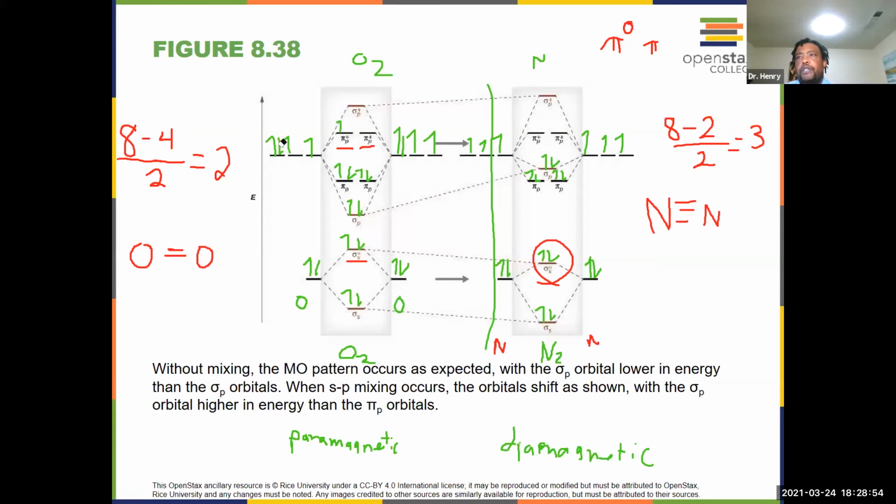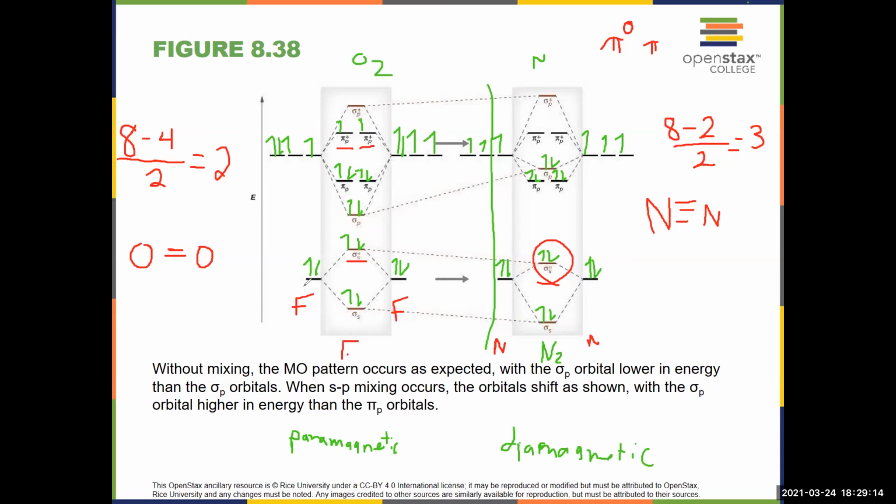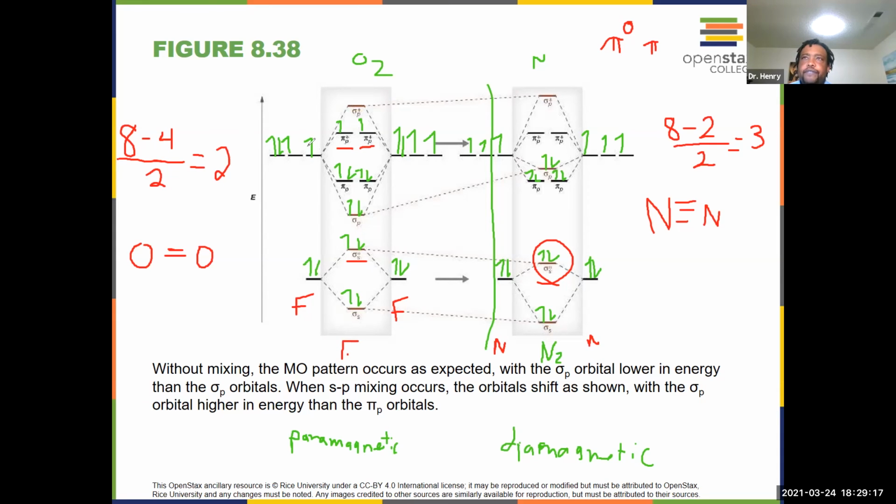Okay, what about fluorine? So if we have fluorine here, so if this was F, and we're making F2 in the middle, how many valence electrons does fluorine have? 7. It has 7. So that's 1, 2, 3, 4, 5, 6. Let me add one more. 7. Okay. This guy has 7. So when I fill this in, then these guys. Okay. So is it paramagnetic or is it diamagnetic?